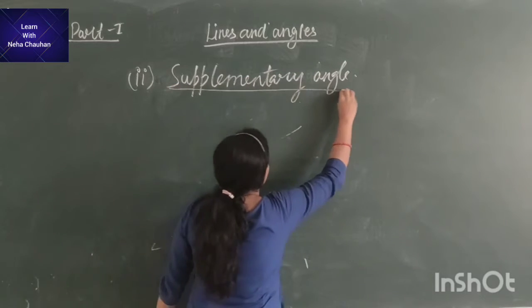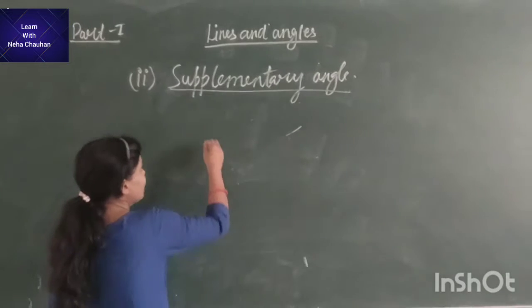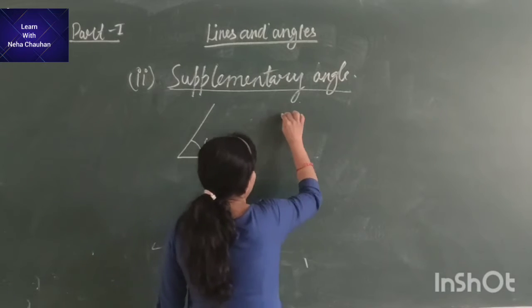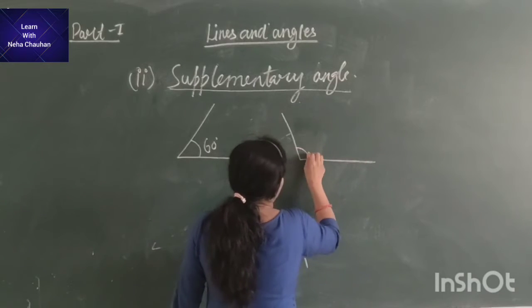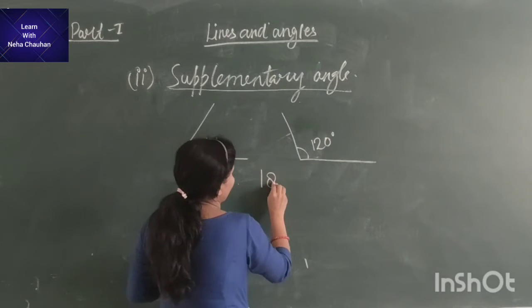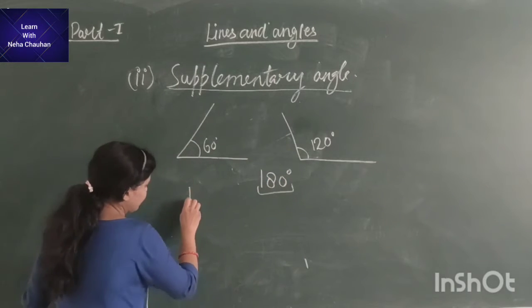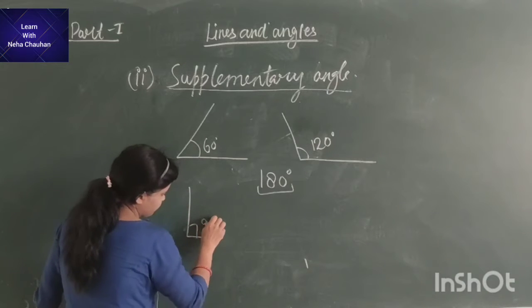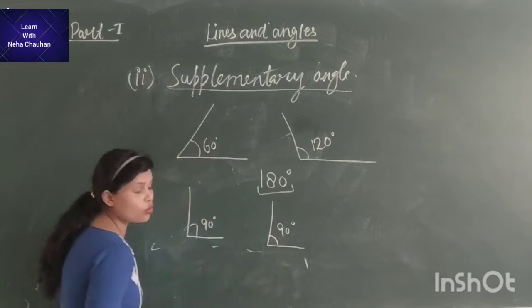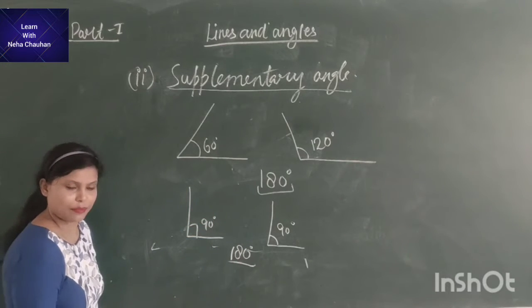Supplementary angles are those angles whose sum is equal to 180 degrees. Like if I take 60 degrees and 120 degrees, what is the sum of these two? This is 180 degrees. That means these two are supplementary angles. 90 degrees and 90 degrees, these two are also supplementary. Why? Because the sum of these two is 180 degrees, right?